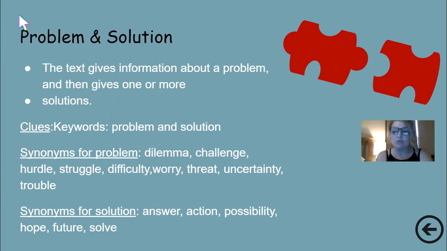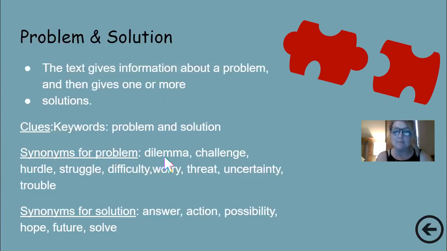So some pieces are written to explain a problem and then give a solution or more than one solution. So that's what it says right here. Text gives information about a problem, then gives one or more solutions. Your keywords are problem and solution, and then your synonyms for the word problem. So if you're reading a piece and you can't decide if it's a problem and solution, because maybe it doesn't say the word problem and solution, there are other words it might have in there.